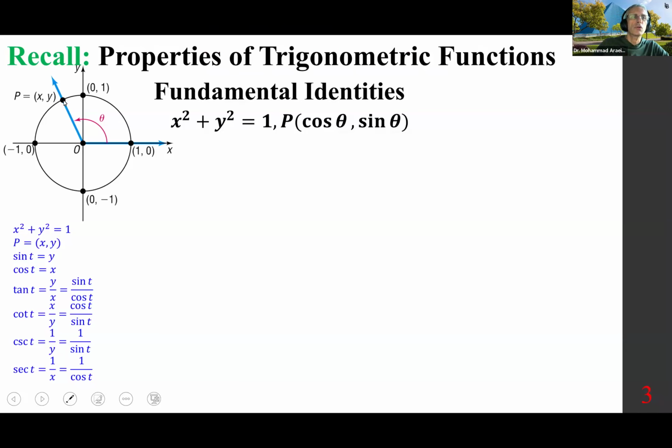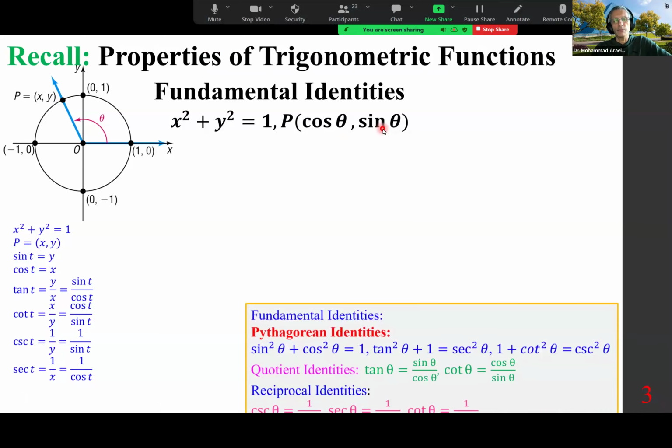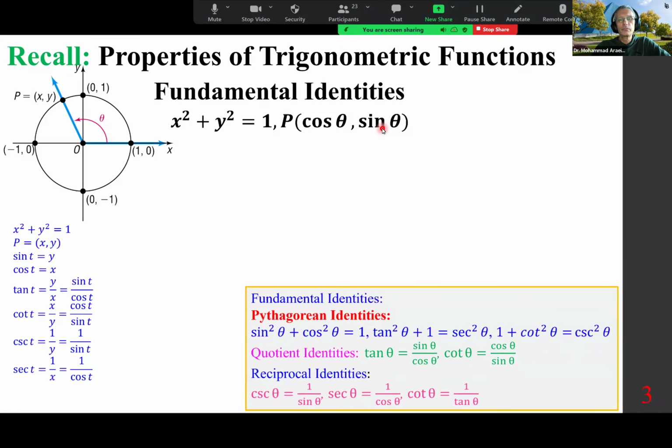Again, a point having coordinates x and y. X represents cosine and y represents sine. This is a unit circle. Fundamental identities, such as Pythagorean identities, sine squared plus cosine squared equals 1, and so on. Quotient identities, tan theta is sine over cosine, and so on. Reciprocal identities, cosecant is 1 over sine, and so on.